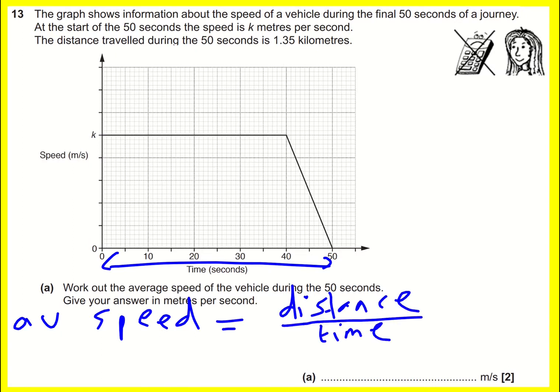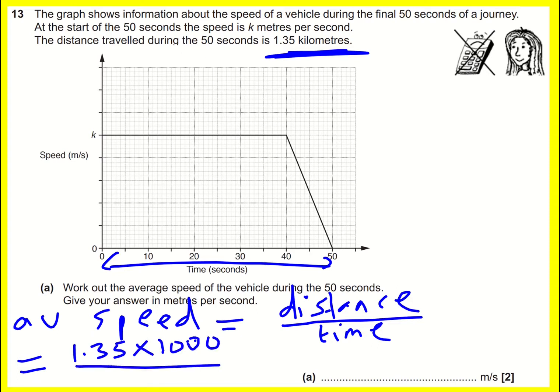So we've got the time taken, it's 50, we just need to know the distance travelled, but actually we're told that here: 1.35 kilometers. So basically set for it, except the answer says give it in meters per second, so we need to convert 1.35 kilometers into meters. We can do that by multiplying by 1,000. Really important to do that. And then we can divide by this time taken of 50.